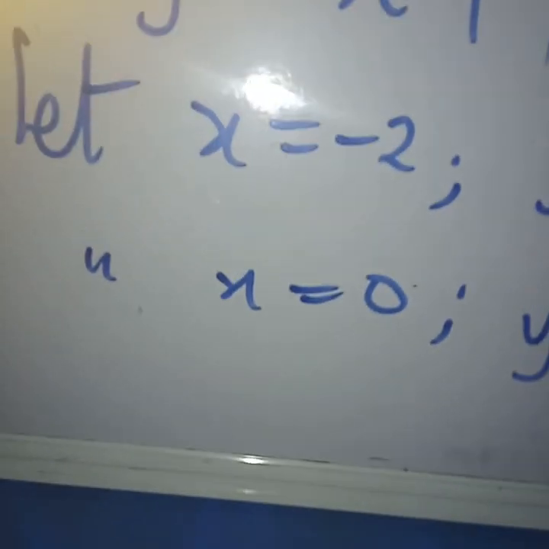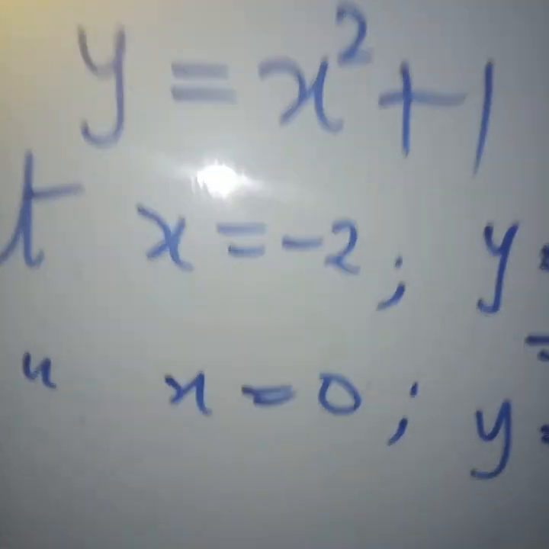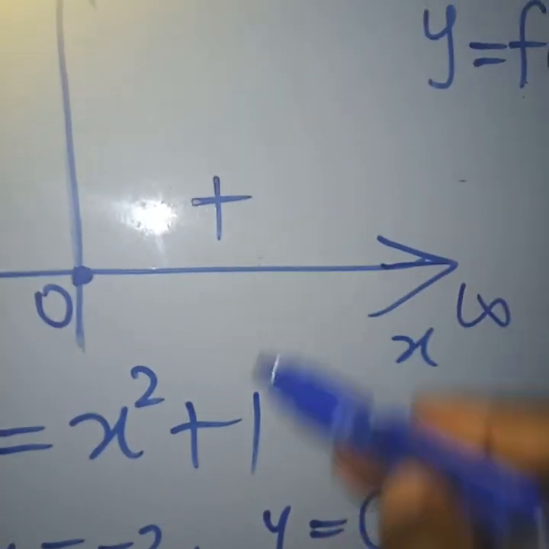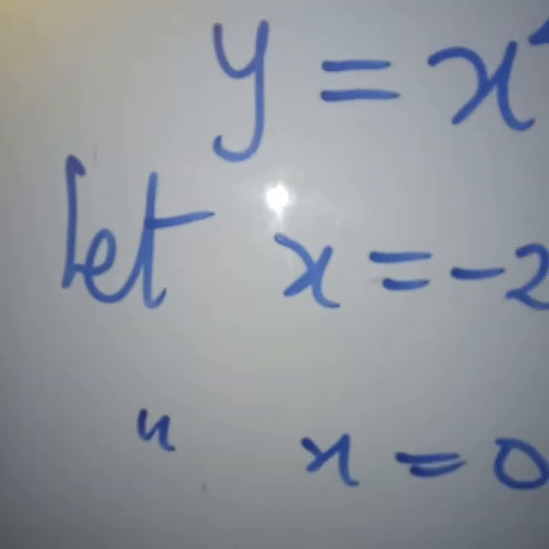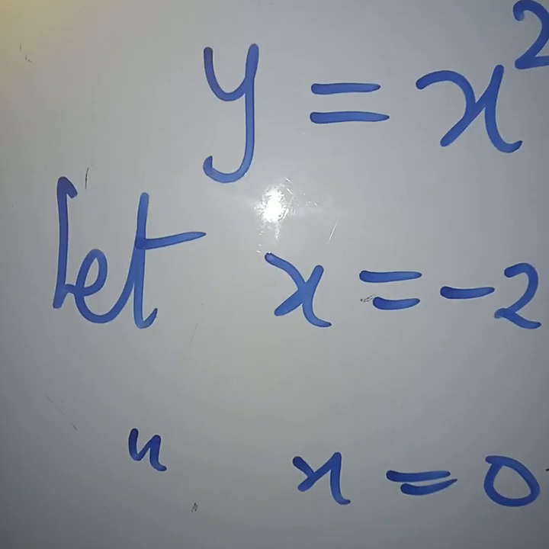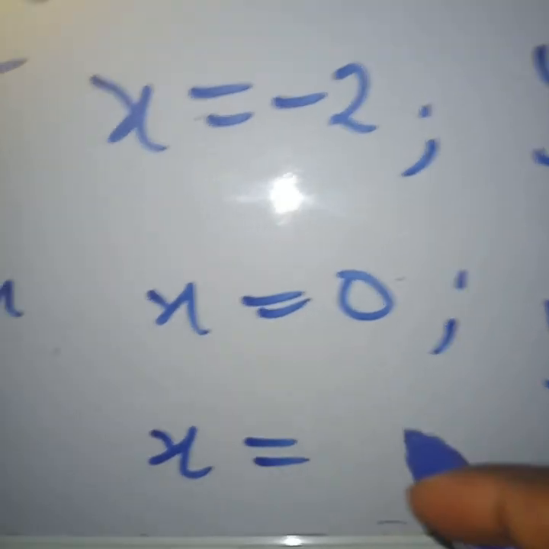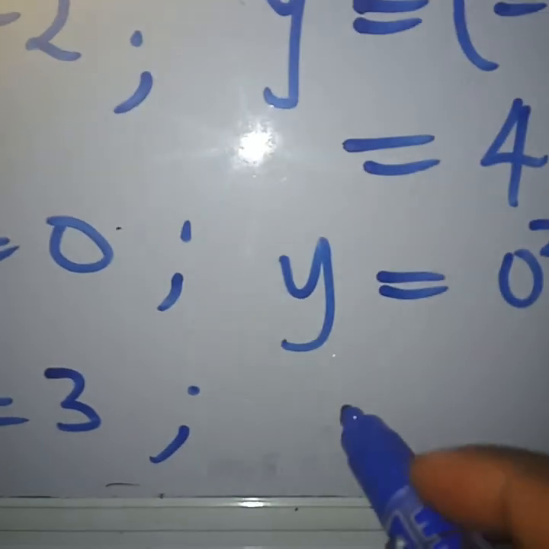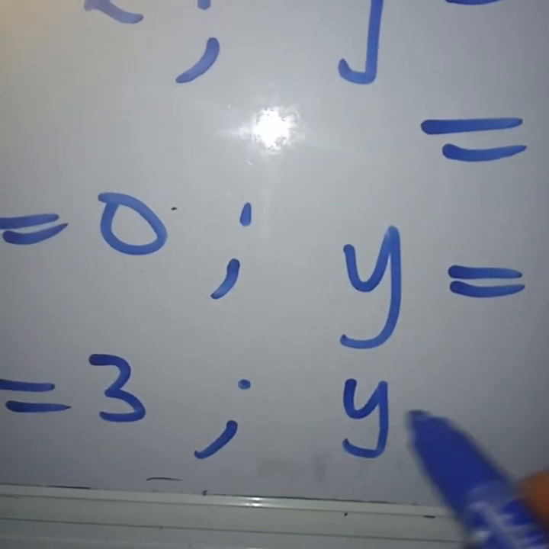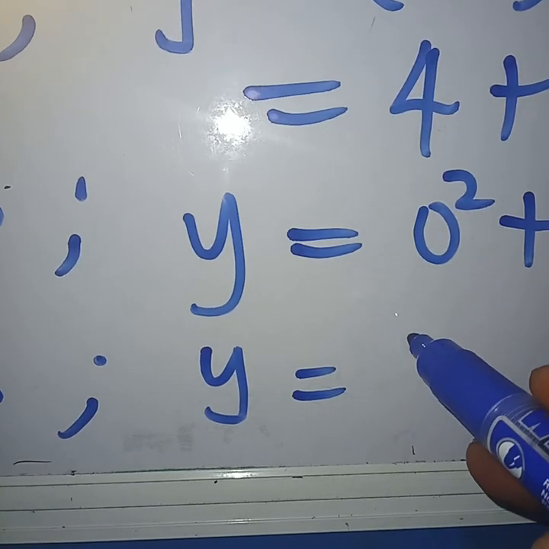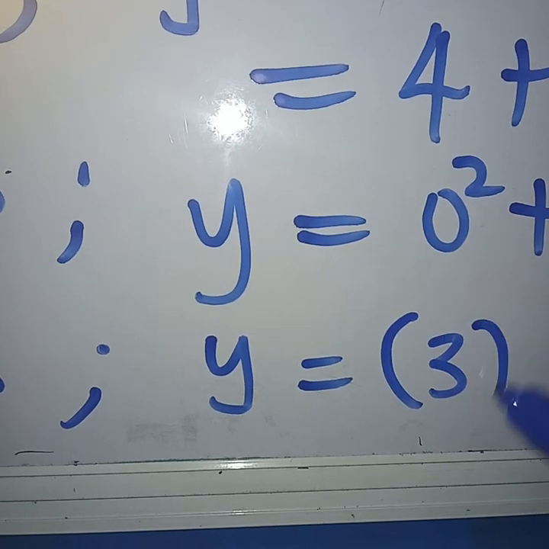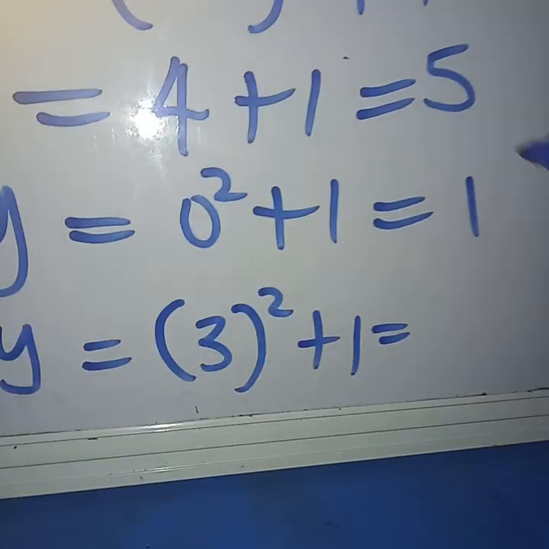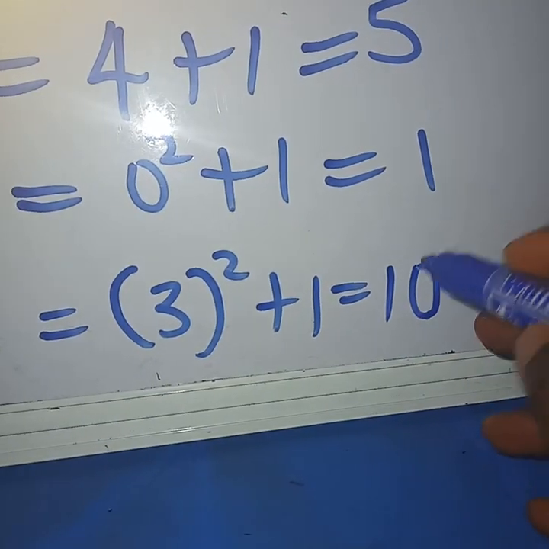So thirdly, let us also pick a number from the positive side, that is any number from here. So we see that here x will be equal to, let's say, x equal to 3. So again, we want to see what y is doing here. So y will be equal to 3 squared plus 1, and here we find out y is equal to 10.